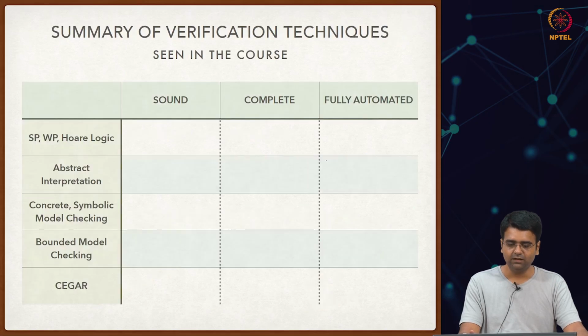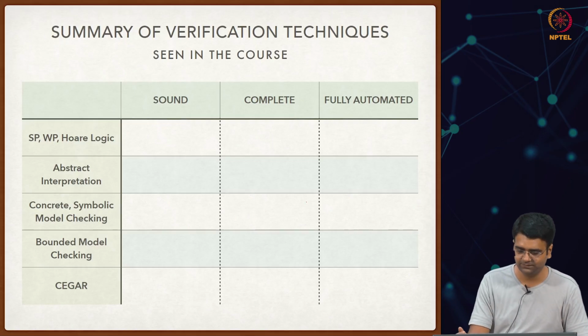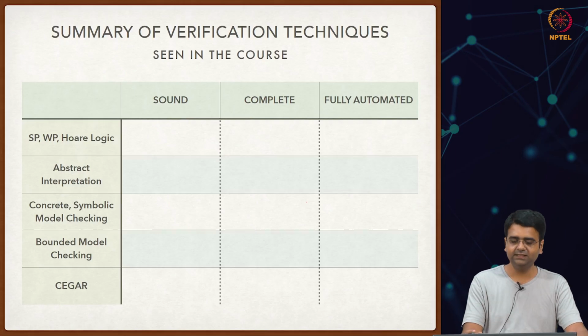So, as a perspective, let us summarize all the verification techniques that we have seen in this course. I am also going to mention some of the important properties that we want of verification techniques, namely soundness, completeness, and whether they are fully automated or not. These are some important properties that we want our verification techniques to satisfy.